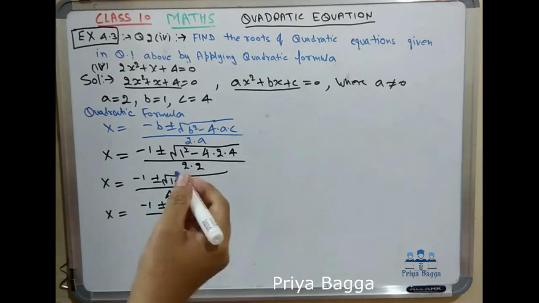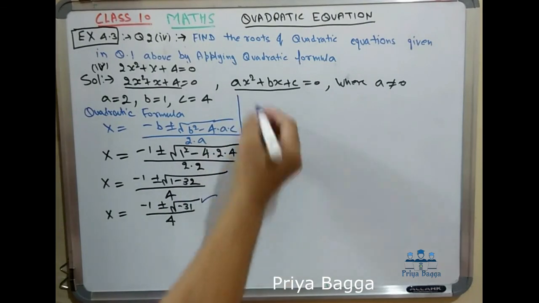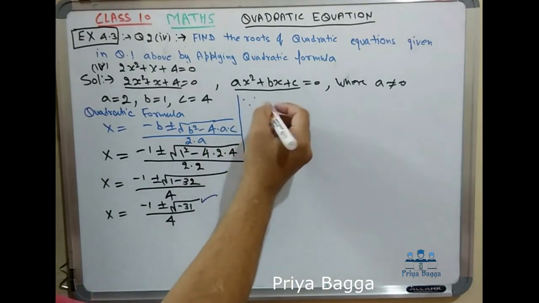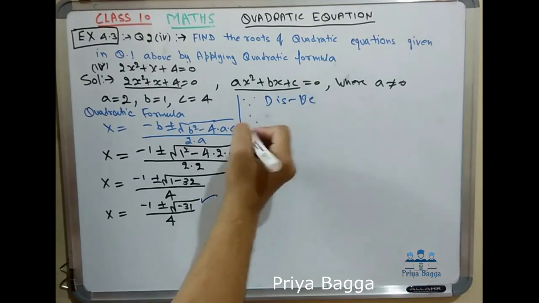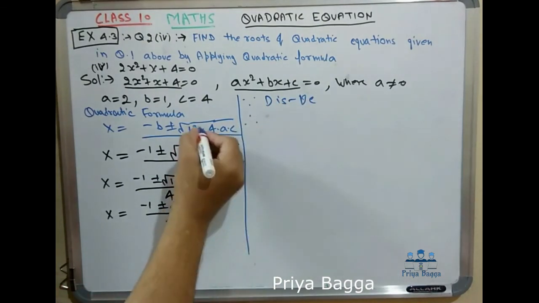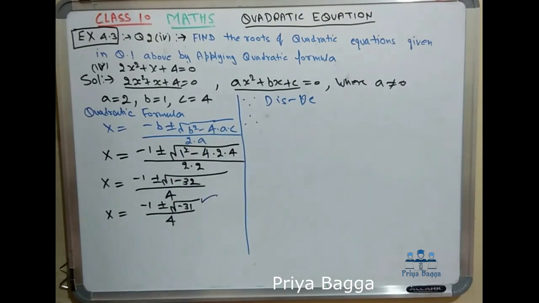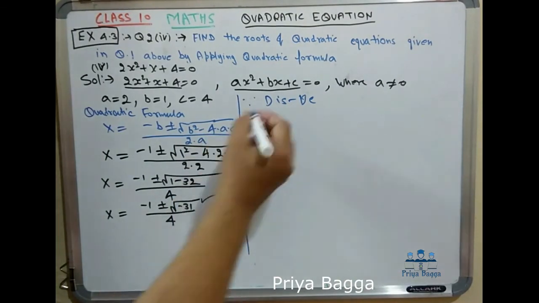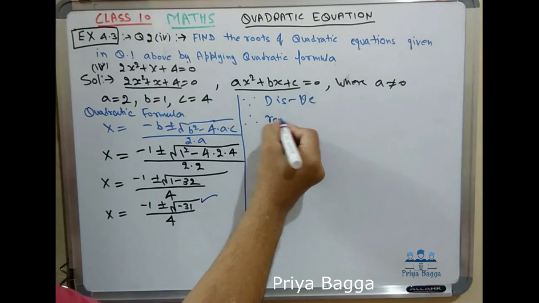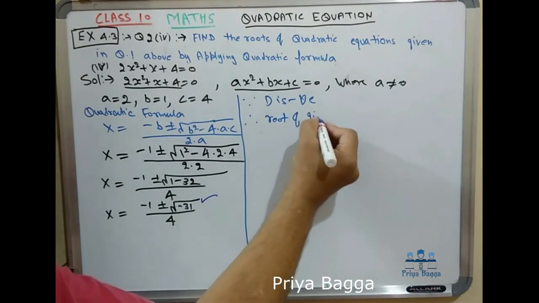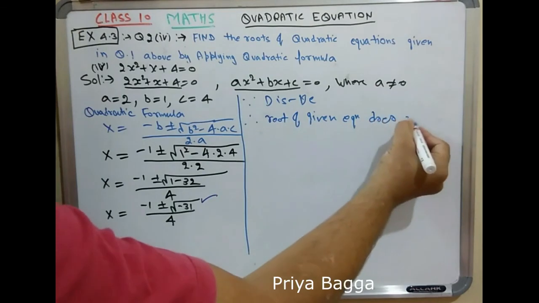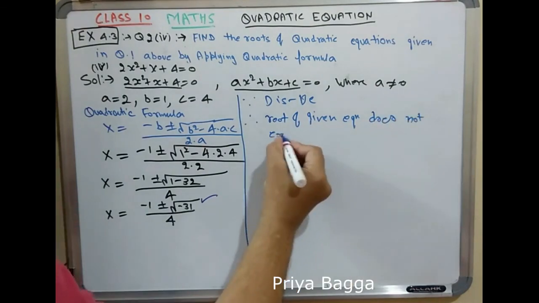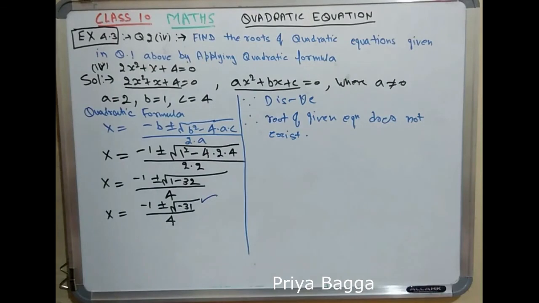So from here we can write that because D is negative, the term in the square root, b square minus 4ac, is called the determinant D. D is negative, therefore the roots of the given equation do not exist. So this is our answer for this particular question.